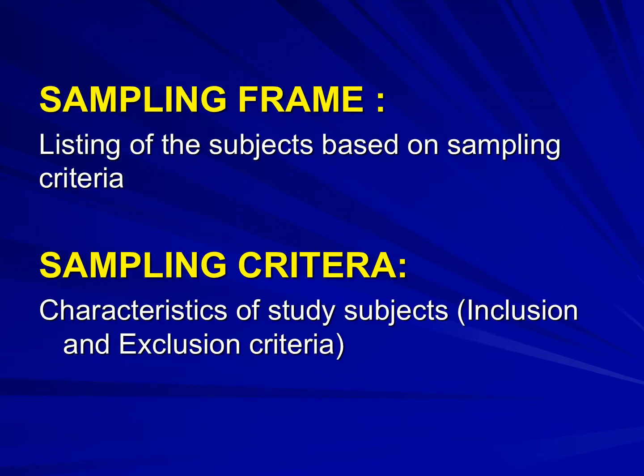Third term is sampling frame. Sampling frame defines who enters in the sample and who does not. This is done by the clear statement of the sampling criteria. Sampling criteria means characteristics of the study subjects, means it is the inclusion and exclusion study criteria.